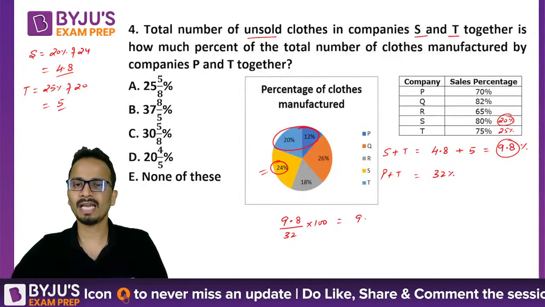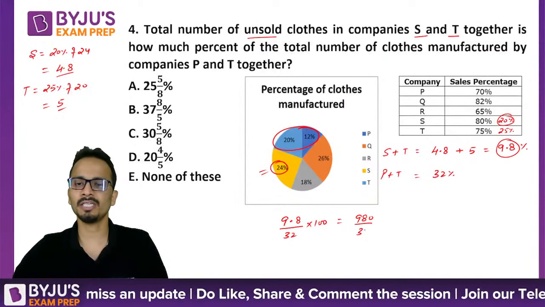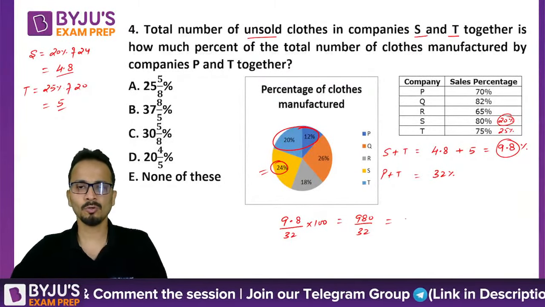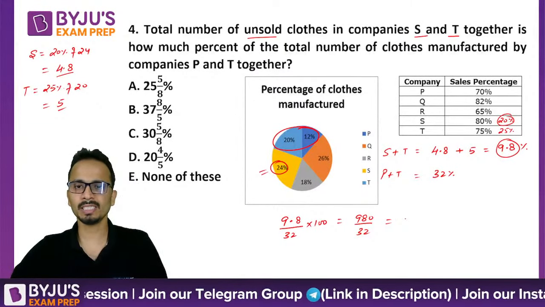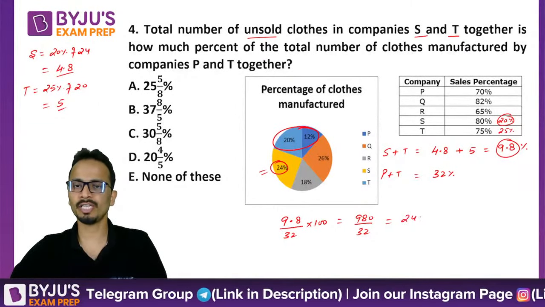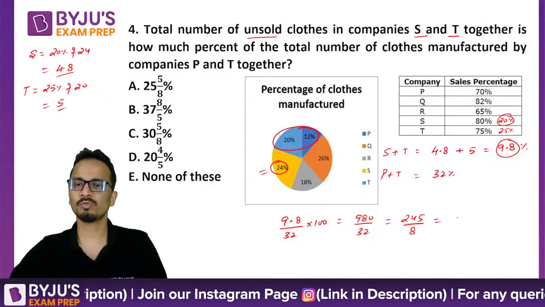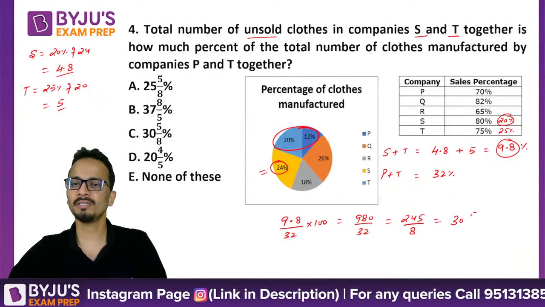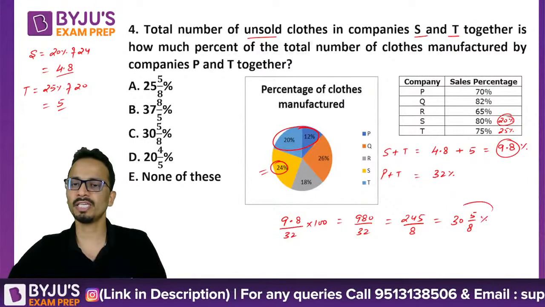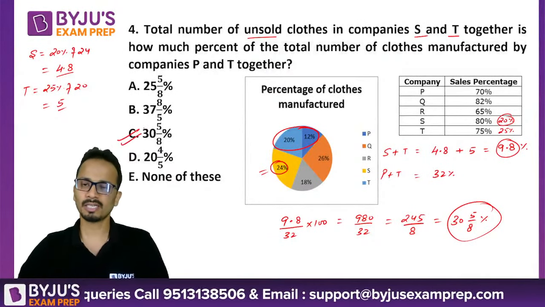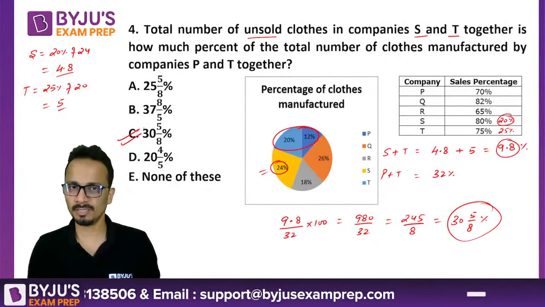Simple. So 980 divided by 32. 4 cancel कर लेते हैं. So 490 and 245 divided by 8. So this value will come out to be 35 by 8 percentage. Simple calculation, straightforward calculation. The correct answer is option C.